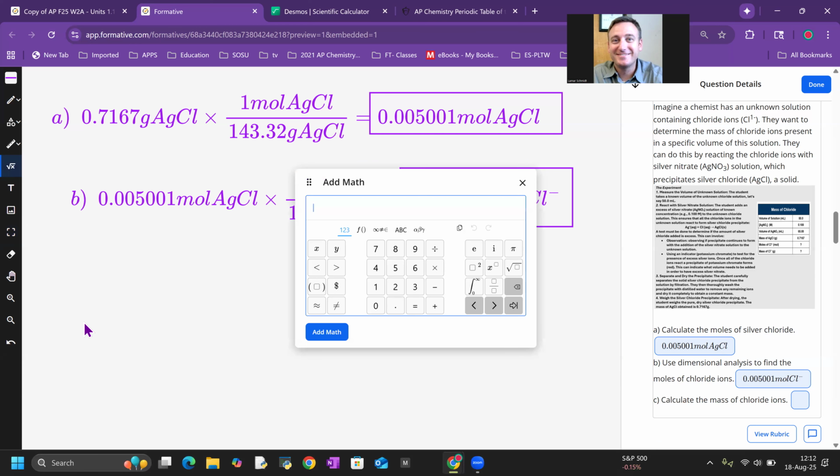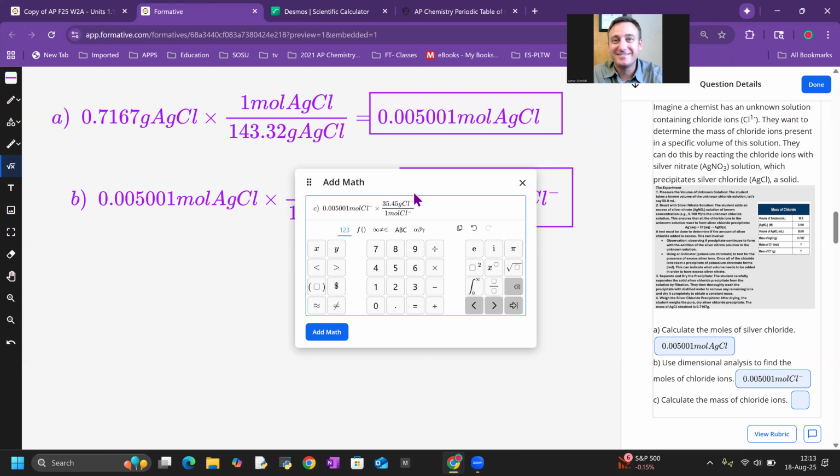All right, we go to part C. And in part C, we see calculate the mass of the chloride ions. So we know we have 0.005001, whoops, I went too far, 5001 moles of chloride ions. I probably already had that in my calculator or in my saved. And then we're going to multiply this. We're going to say 1 mole of chloride ion is equal to 35.45 grams of chloride ion.